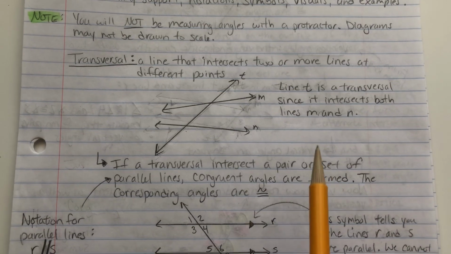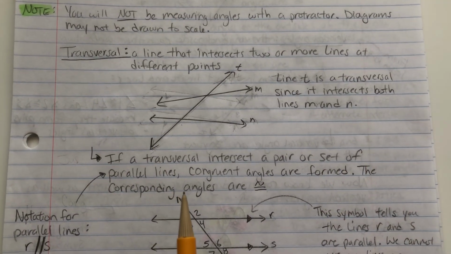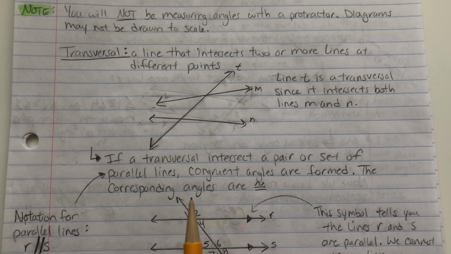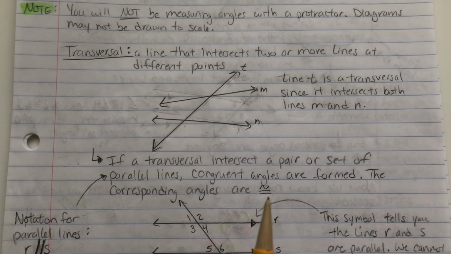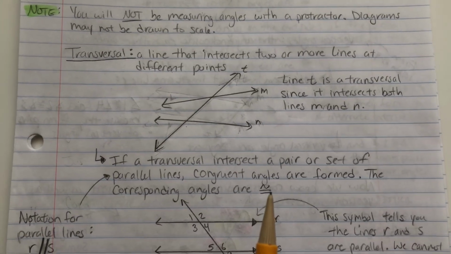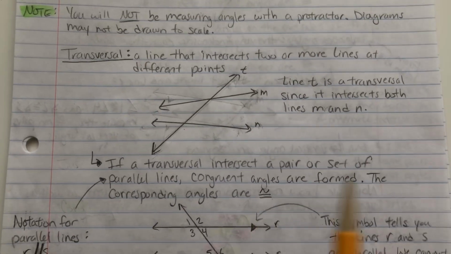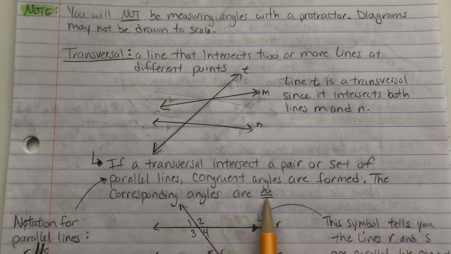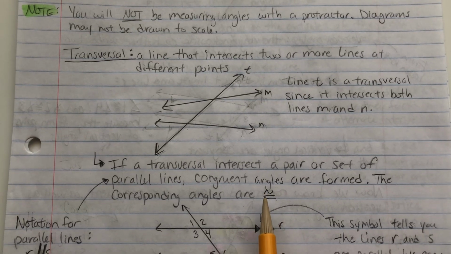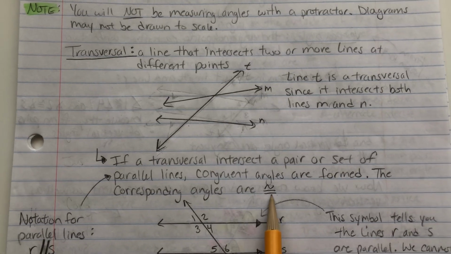A big, important rule that goes along with transversals: if a transversal intersects a pair or set of parallel lines, congruent angles are formed. So here's where we get to some terminology and symbols that we saw earlier in chapter 12, but if you did not get a chance to go through those notes, let's recap those. This symbol means congruent. It's got an equal sign and a little squiggle up top. That means that the measures are the same, they're identical, same shape, same size.